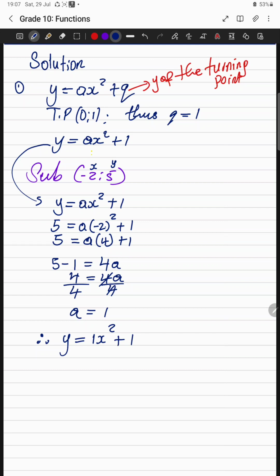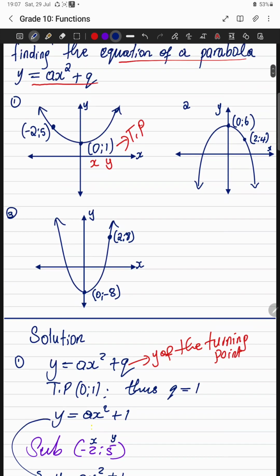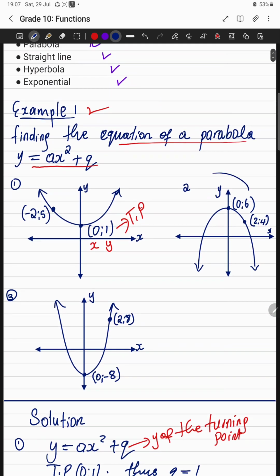But guys, you do not leave the equation like this, so we do not write that one, but I was just showing you that in the place of a we've just got 1, and then you just say x squared plus 1. That is the equation. That is the answer for the first one. And then now let's go for the second part.